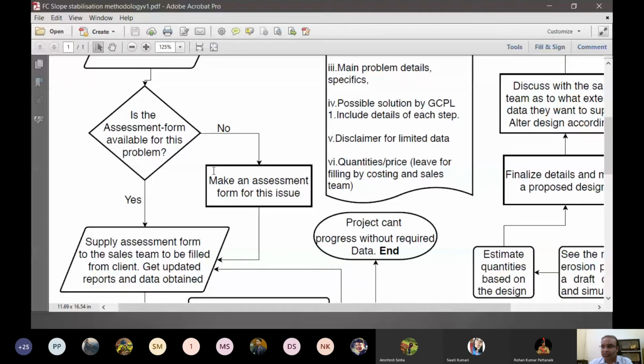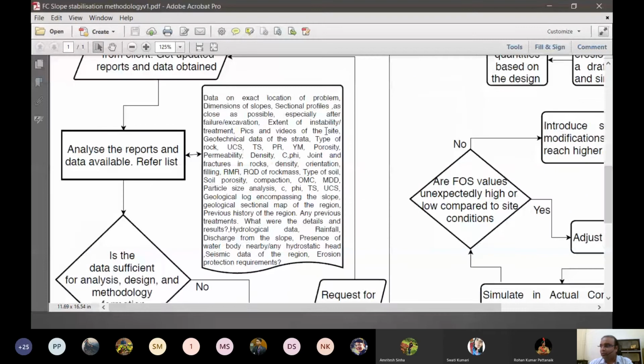So after supplying the assessment form, get the updated data. Now analyze the report. So this is in process form. Analyze the report and the data available and refer to the list. So now I have put a list here. And what is on the list? There is so much data here, but I have put it in a document format. This is a symbol where you can store a document or data, something like that.